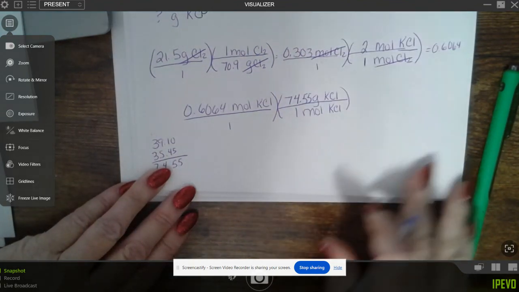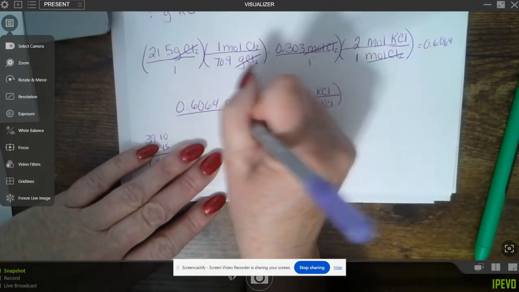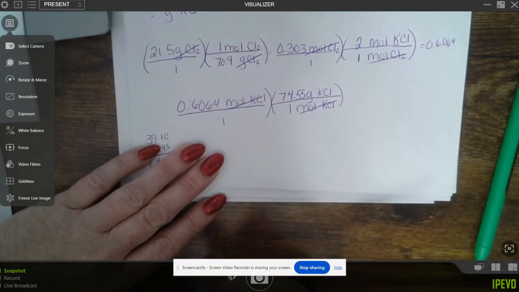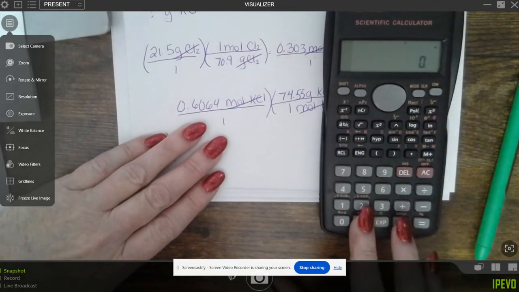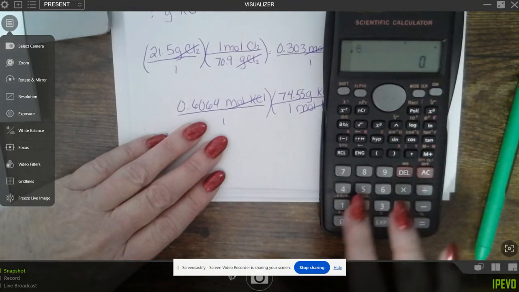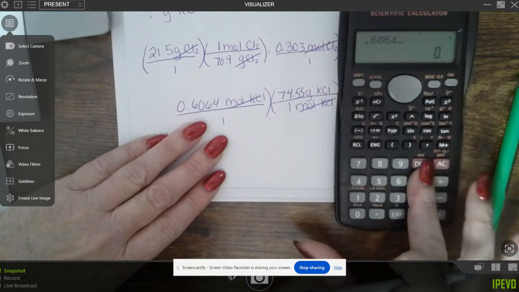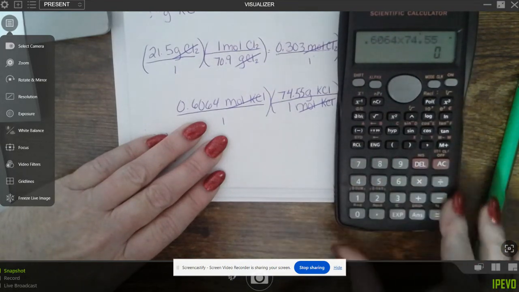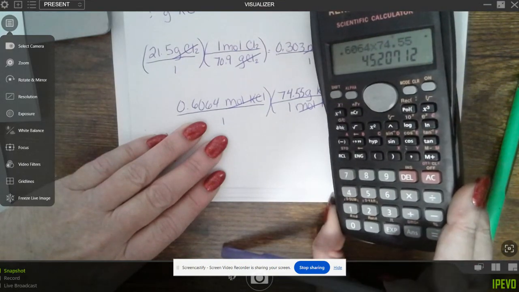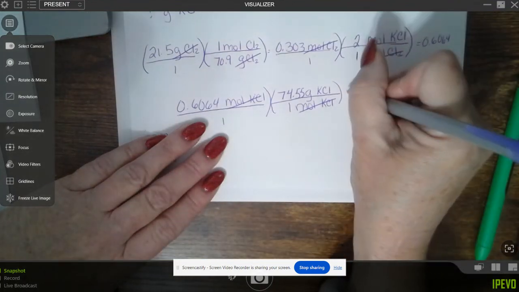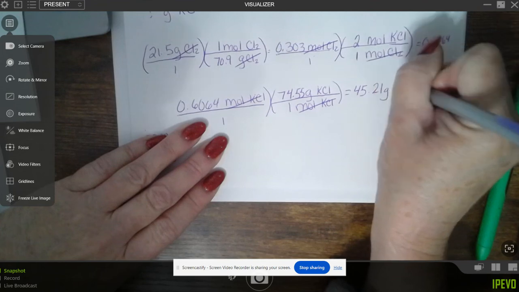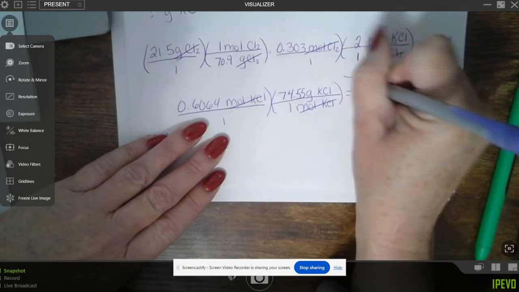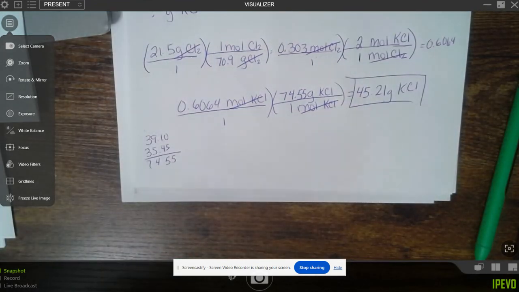So the molar mass of KCl is 74.55 grams. All right. So moles cancels out. I took my number off. So 0.6064 times 74.55 is 45.21 grams of KCl. All right, whew, there you go.